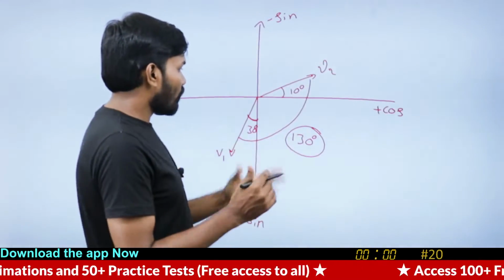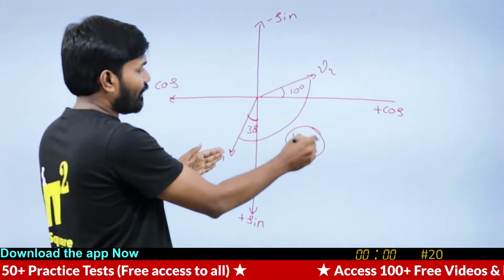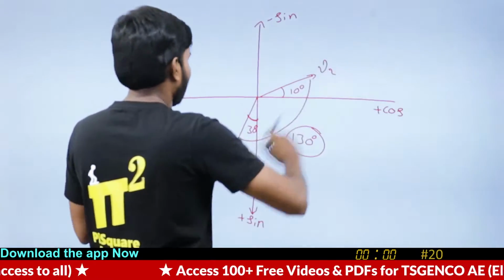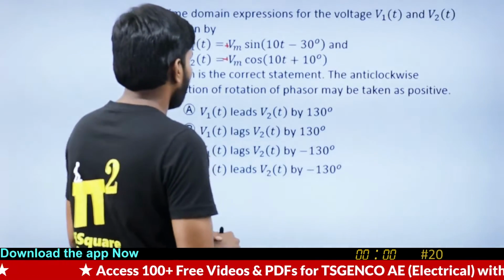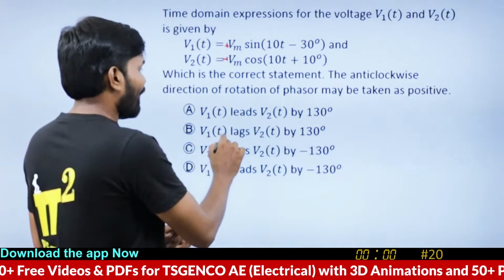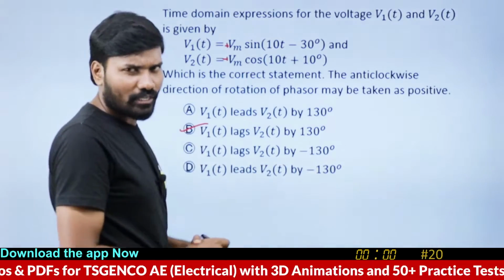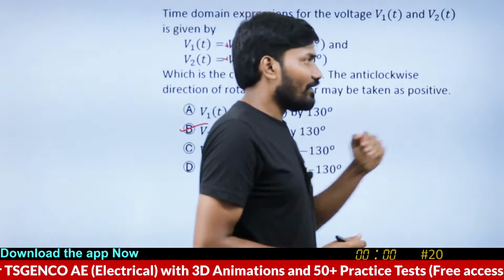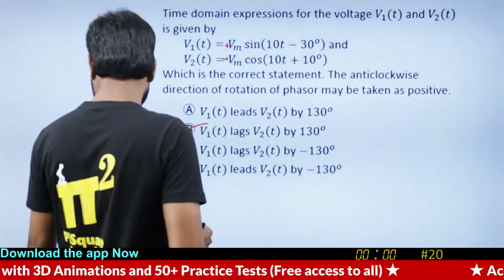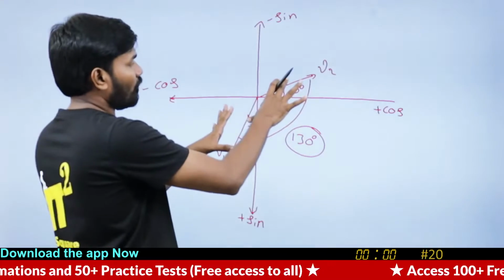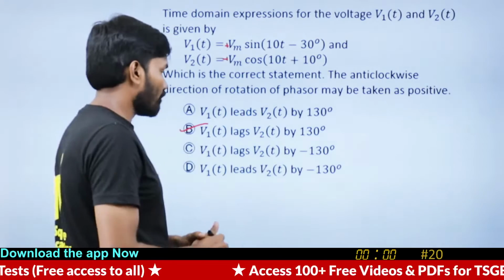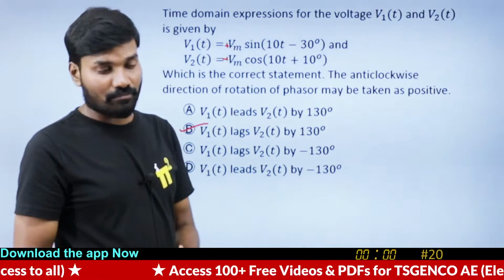I think you got that as well. So the angle between V1 and V2 is 130 degrees. Now which one is leading? V2 is leading. So with 130 degrees, V2 leads, or V1 lags V2. Both are equally valid. You can say V2 is leading or V1 is lagging V2. Both are the same. This picture is shown in the writing form here. So the answer is B.